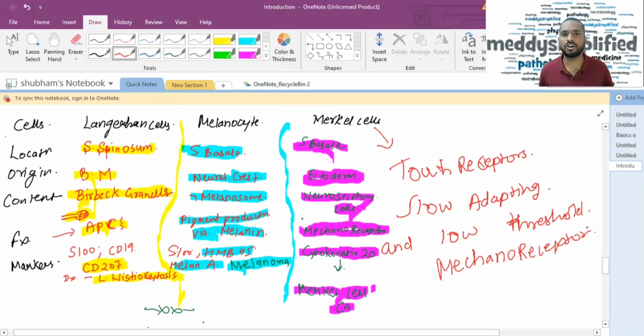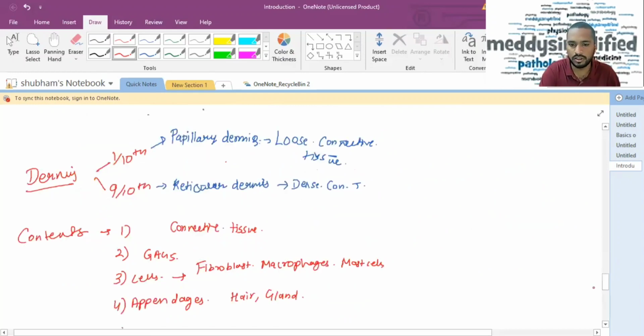Now we will go further and talk about two important things, the dermis and the hypodermis. Talking about the dermis, you can see it is divided into two parts, the papillary dermis and the reticular dermis. The papillary dermis is 1/10 of the dermis, whereas the reticular dermis is 9/10. The papillary dermis consists of loose connective tissue, whereas the reticular dermis consists of dense connective tissue.